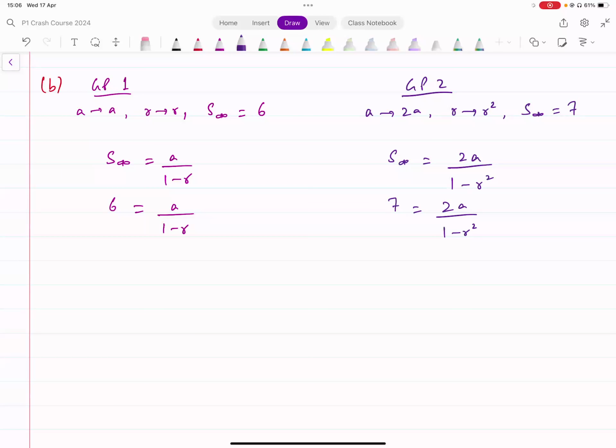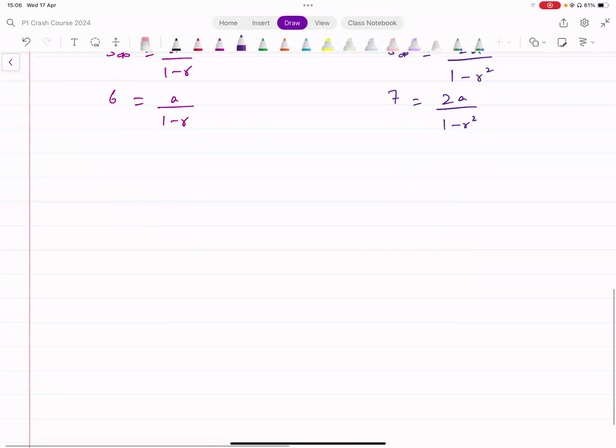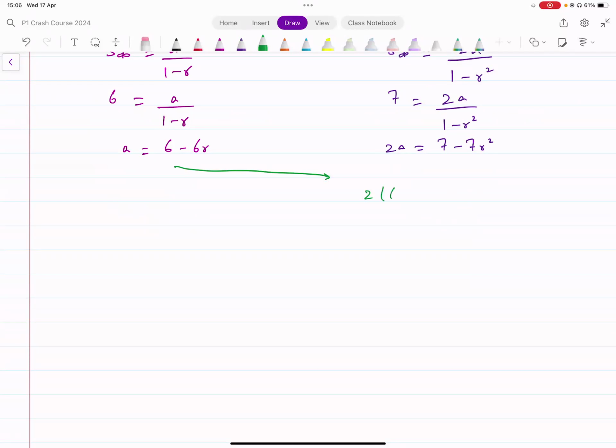These are two simultaneous equations. We can just solve them and find the values of A and R. We could make A the subject in both of them. A equals 6 minus 6R. And in the second equation, we could get 2A equals 7 minus 7R squared. Let's input this here, and that gives you 2 into 6 minus 6R, which equals 7 minus 7R squared. So in place of A, I've input 6 minus 6R. And now we simplify this, it becomes 12 minus 12R equals 7 minus 7R squared.